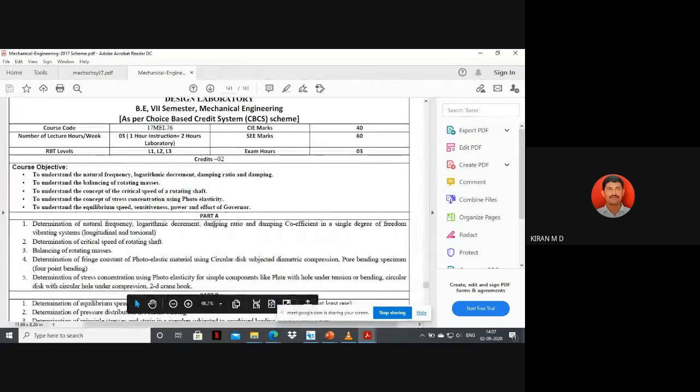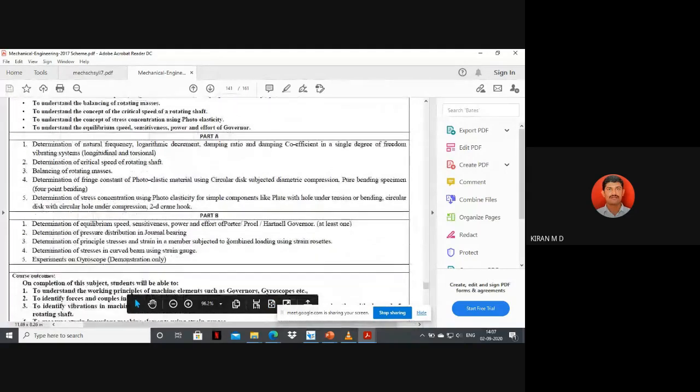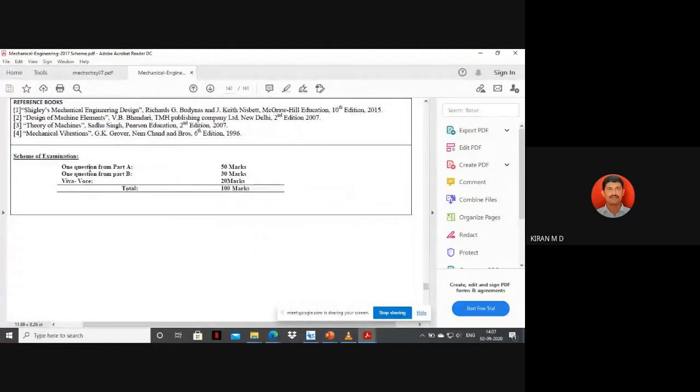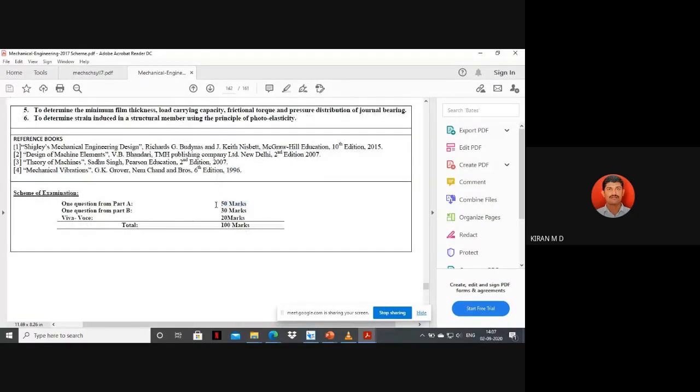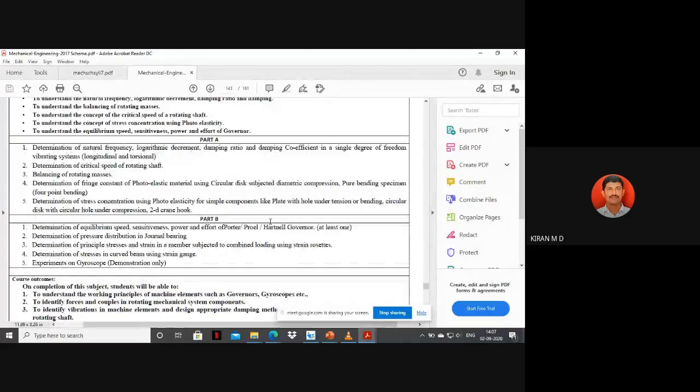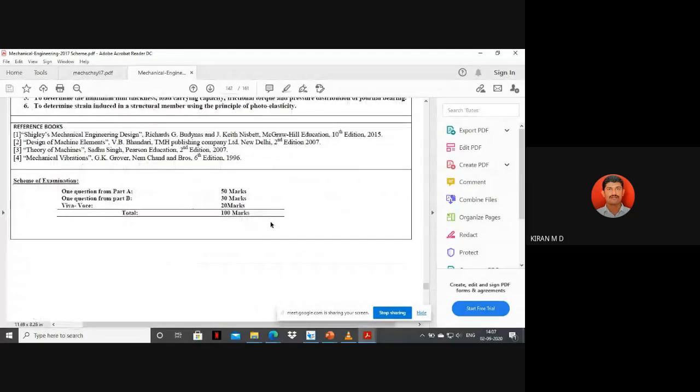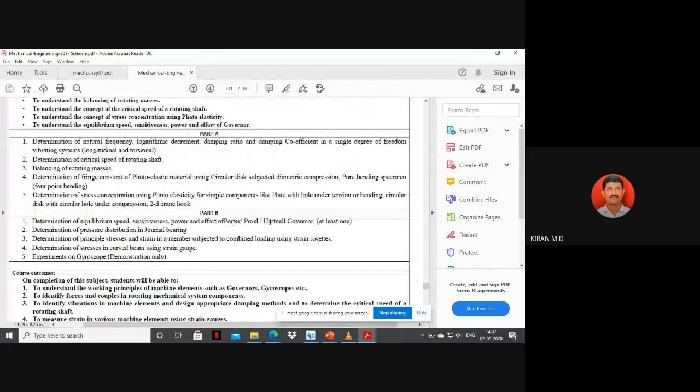So the experiments remain the same. You have an exam for 100 marks. Part A is for 50 marks, Part B for 30 marks, and viva is for 20 marks. So that will be converted into 60 marks.